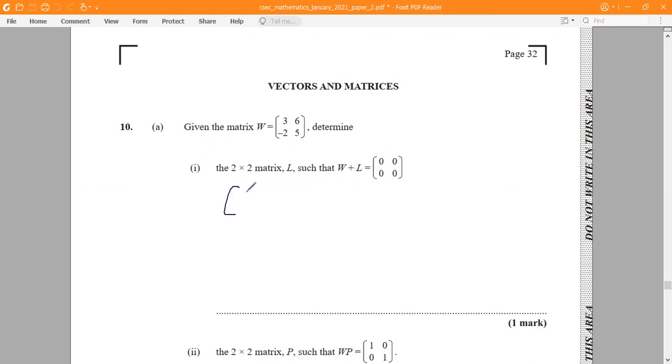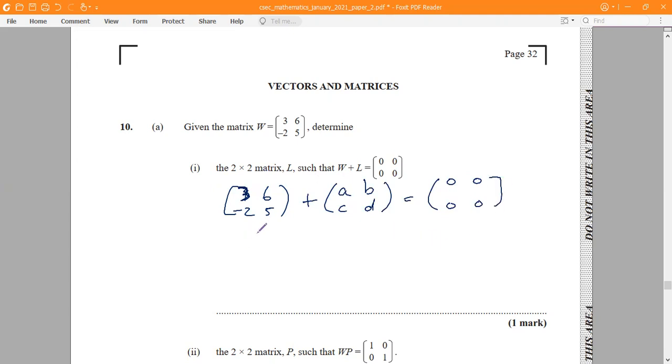So let's set up our matrix equation. We have matrix W here, 3, 6, negative 2, 5. We are adding a matrix L. Let's call these entries A, B, C, D. And that will give 0, 0, 0, 0.